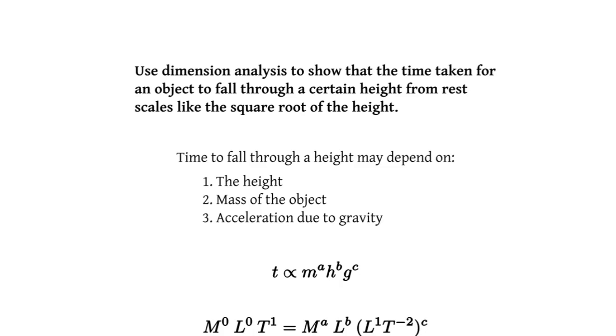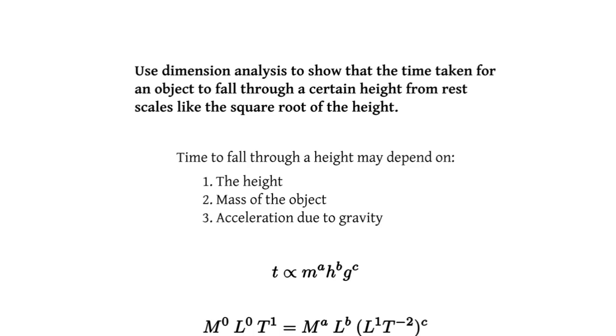Use dimensional analysis to show that the time taken for an object to fall through a certain height from rest scales like the square root of the height. This is a direct application of the dimensional analysis method that we saw earlier.